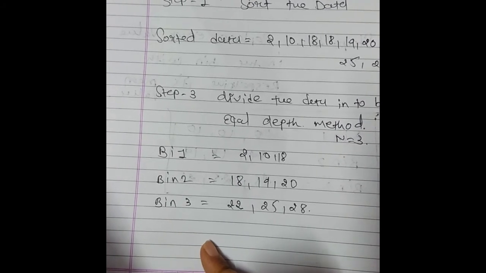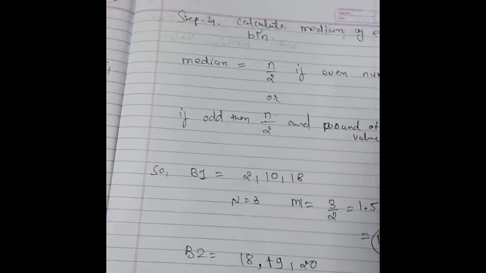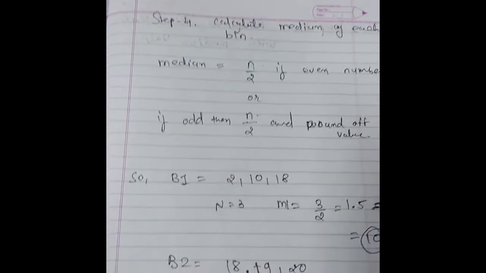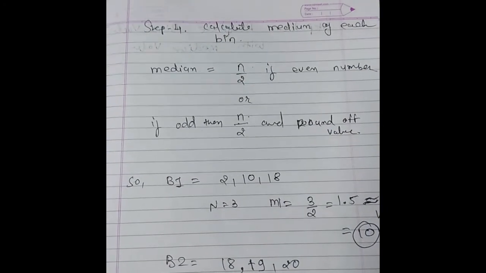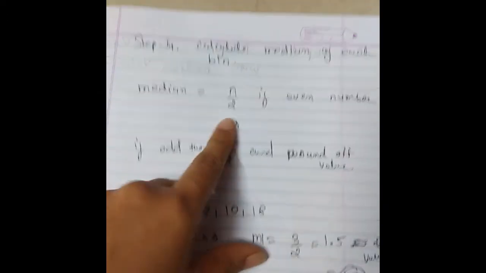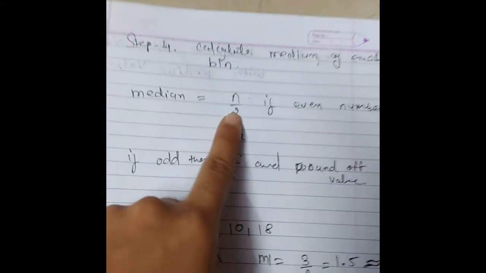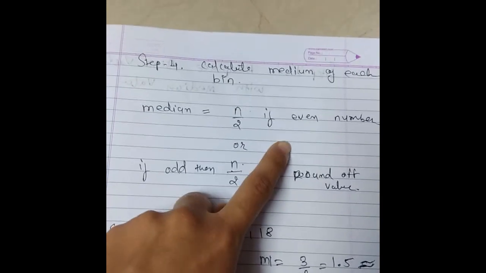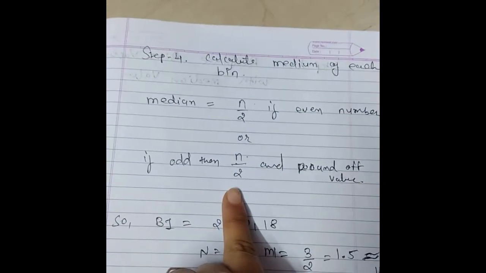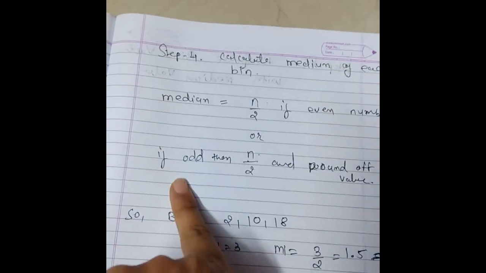So step 2 is complete. Now we have the bins ready. The next step is calculate the median of each bin. Because the method is smoothing by bin median, we have to find the median of each bin and then replace the values. The median has an equation like n divided by 2 if the number of data points is even, and if the data points are odd then divide by 2 and round off the value. So this is how we can find the median.